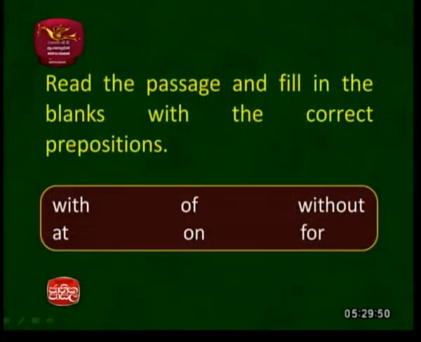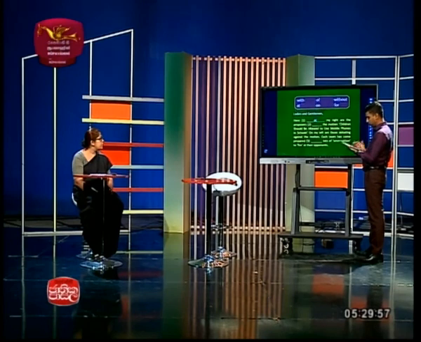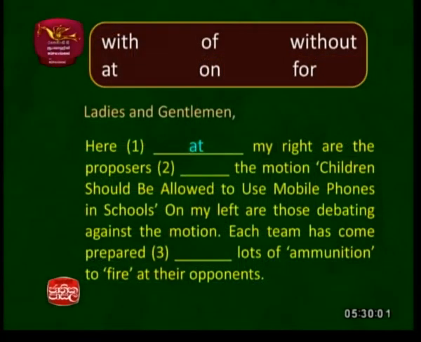Right. Read the passage and fill in the blanks with the correct prepositions. Yes. නිපාත පද. Right. So the prepositions given are with, of, without, at, on, for. So this is a kind of an utterance given at a debate competition. So we'll see. While we read children, you try to see which preposition goes with which blank, right? So ladies and gentlemen, here first answer is given. At my right hand are the proposers, on the motion. Children should be allowed. So proposers on the motion. So we are talking about a topic. Children should be allowed to use mobile phones in schools.